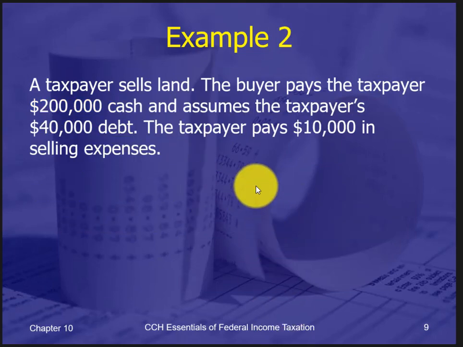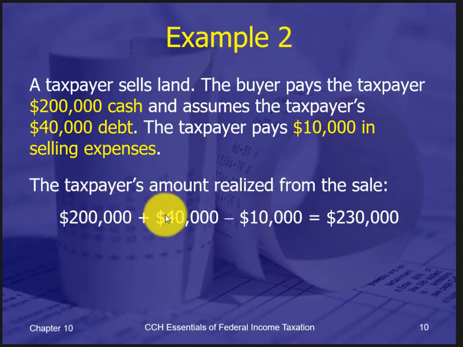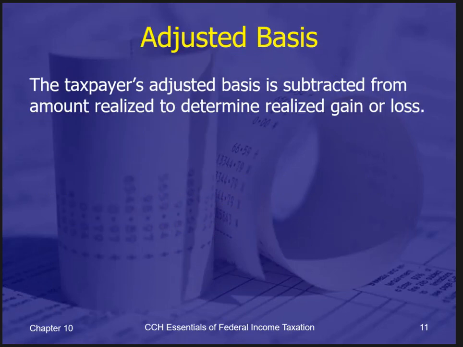Okay, the taxpayer sells land for $200,000, and the buyer is assuming $40,000 of debt. I have a mortgage on this property, so the buyer's paying me cash and taking over payments on the debt. And then we have some selling expenses. So in the calculation, we add in the mortgage assumption and we subtract out the selling expenses. Now, adjusted basis is what we need to subtract from the amount realized to get our gain or loss.